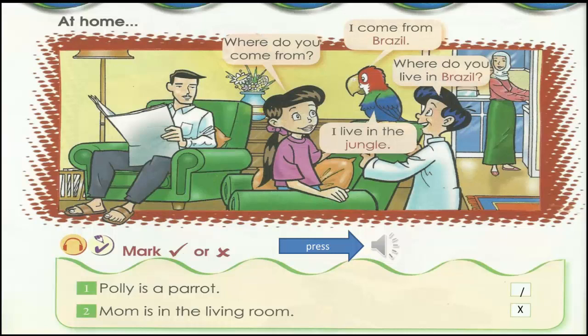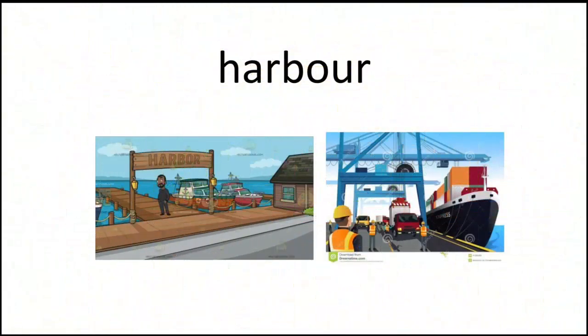Okay, now, after we listen, if I ask you, Polly is a parrot, right or wrong? Yes, that's right. Number two, Mom is in the living room. Look at the picture. No, it's in the kitchen, so this is wrong. Okay, let's go to the second part and start with the first word, harbor.